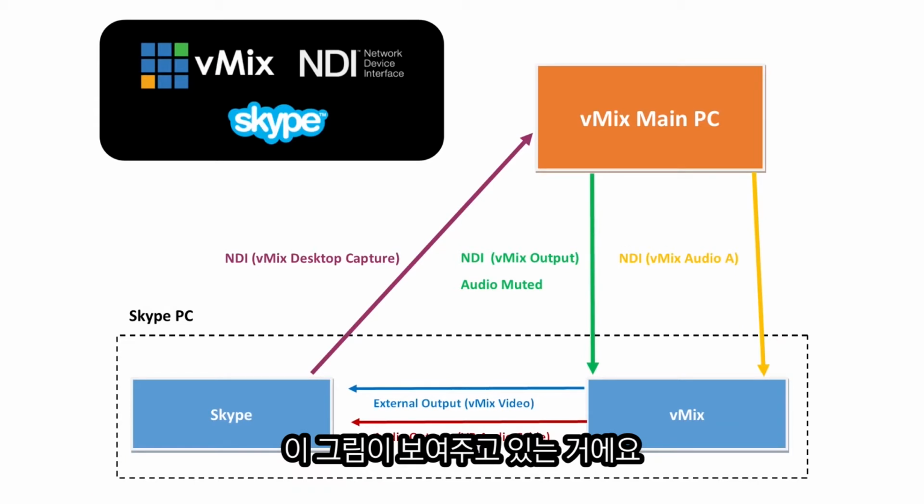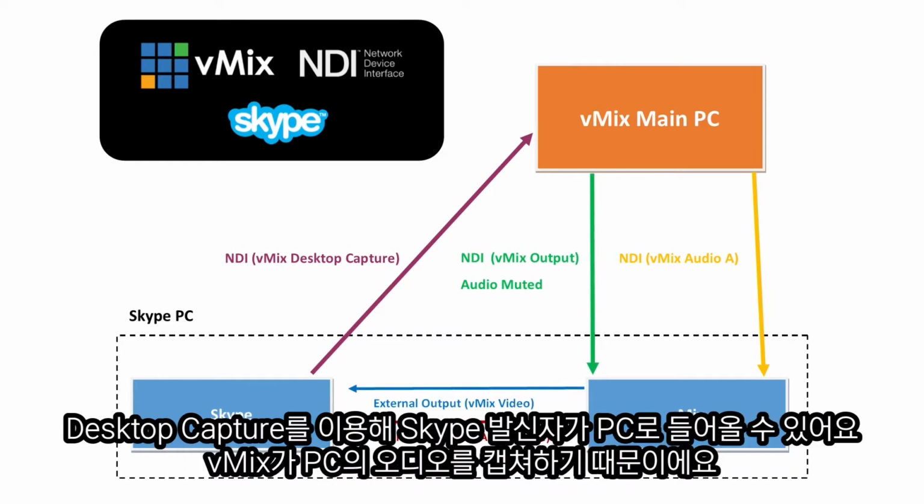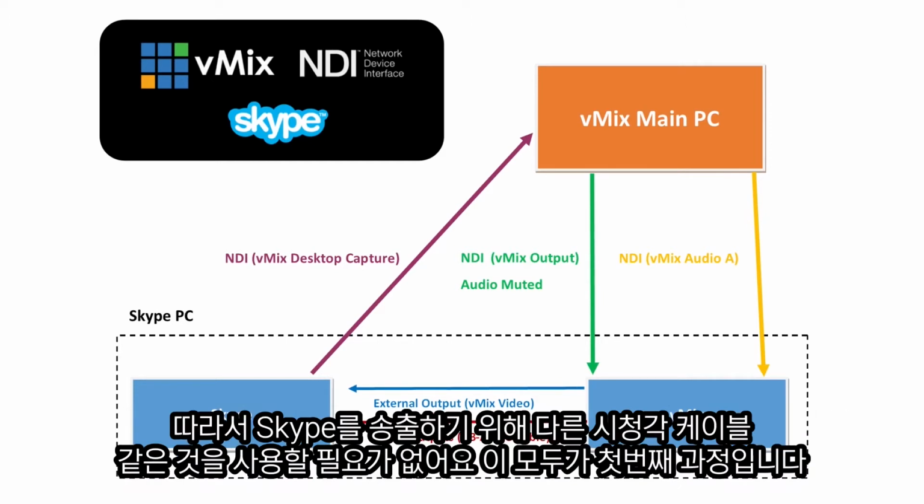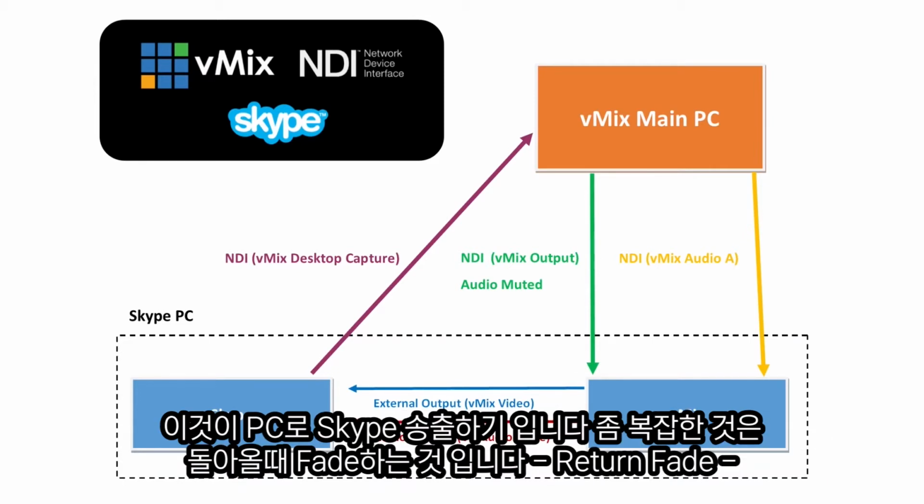And there you go. That's the first piece of the puzzle, and that's what the purple line is in that diagram. That's simply the video and audio of the Skype caller coming into the PC just using desktop capture, because vMix Desktop Capture supports capturing the audio of the PC. So you don't need to set up anything, or virtual audio cables or anything like that to get the Skype output. So that's the first step. That's pretty easy. Just install desktop capture and run it. It's as easy as that. Don't overthink that part. Just run the desktop capture and run Skype full screen, and that's all you need to do to bring in the output of the Skype into the PC.